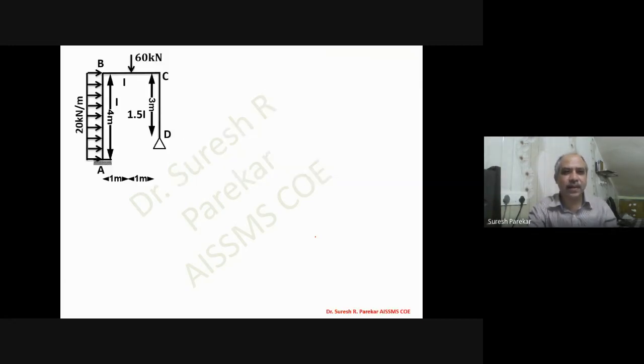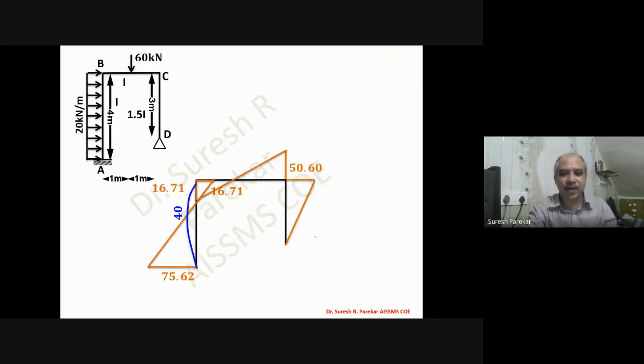And for the last problem, sorry, the BMD you can see over there. Now the BMD, you can draw it very easily. According to the moments, we have to plot, and then we will get it. For CD, we do not have any load, so we do not have any simply supported moment.